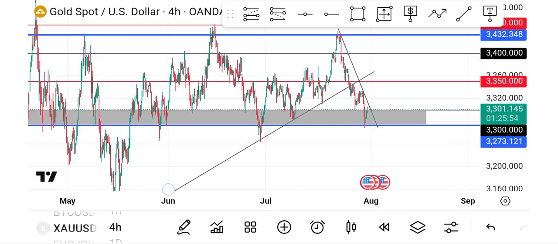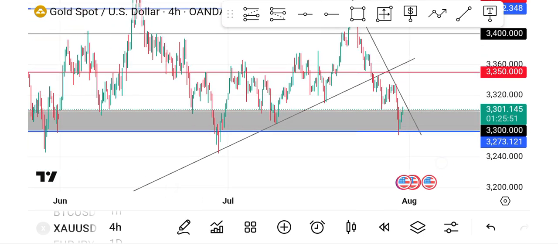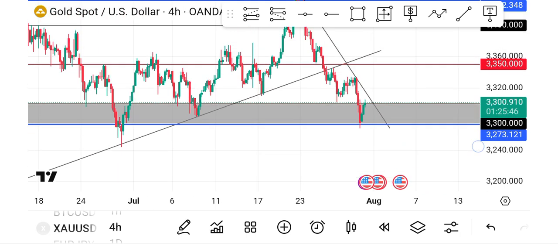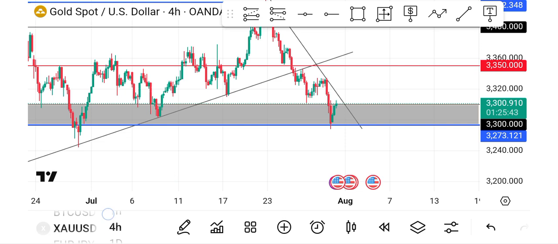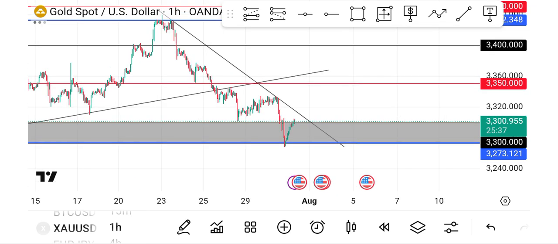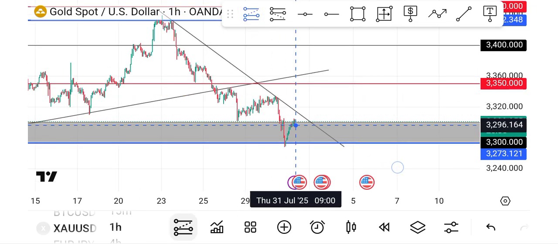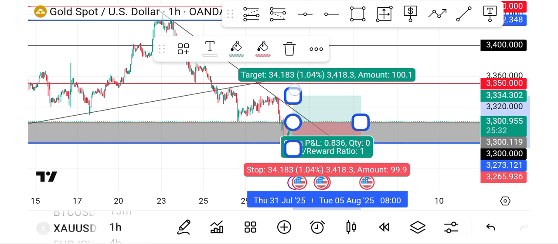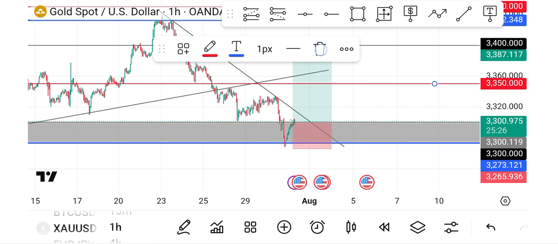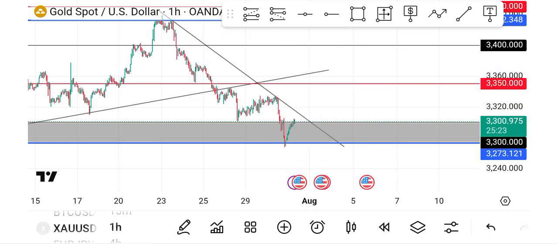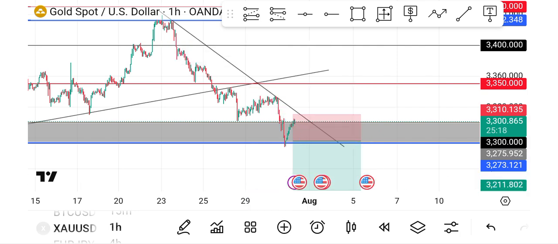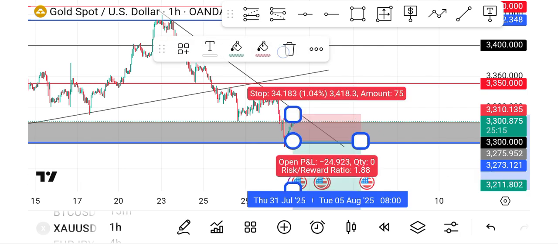So with that being said, since price has gotten to my demand zone or my area of hesitation, now what I'm currently looking out for is price action right here to determine if I should go long on gold, or if I should go short on gold. So that's what I'm currently looking out for.